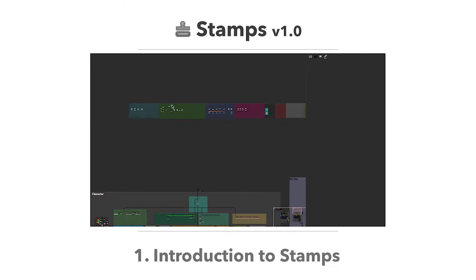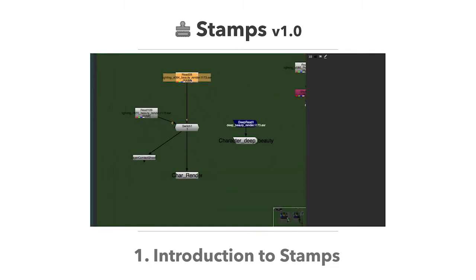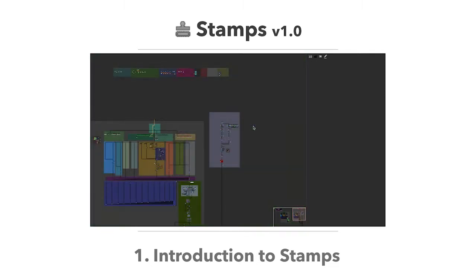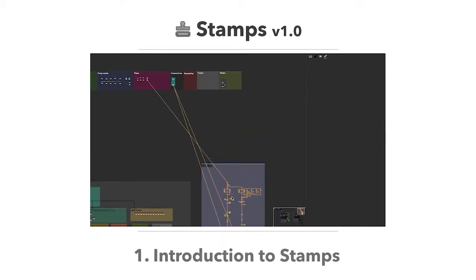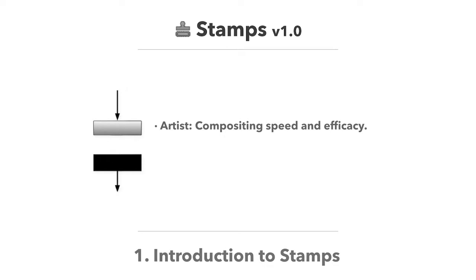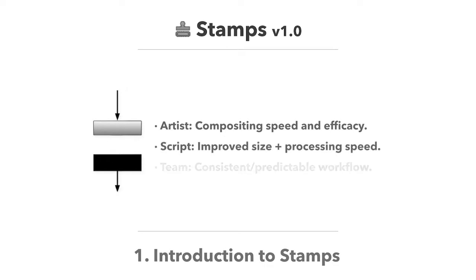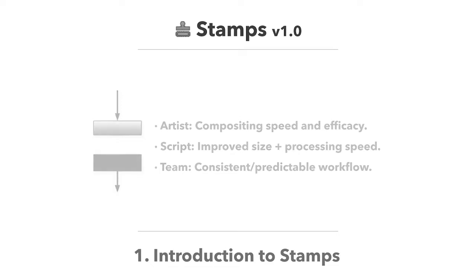Stamps encourages a way of working where you can avoid duplicating any nodes like cameras, rotos, or renders, or creating complex arrow connections in order to be able to pipe them into different parts of your script. What this means for the artist is an increase in compositing speed and efficacy. For the script itself, it's an improvement in size and processing speed. And for the team, it makes the script more consistent and easier to modify by different compositors.